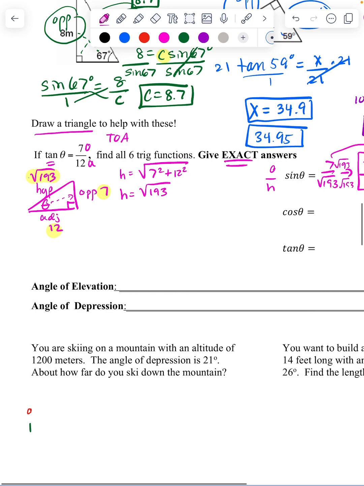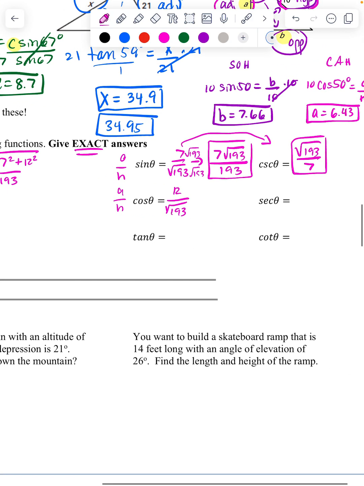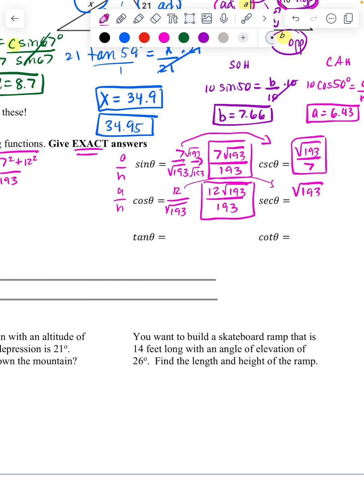So cosine is going to be my adjacent over hypotenuse, which is 12 over root 193. So if I'm going to rationalize that, I'll be bringing up the root 193. The root 193 will cancel itself out. The 12 and the 193 on the bottom do not reduce. And then I flip over the original thing to get my secant.